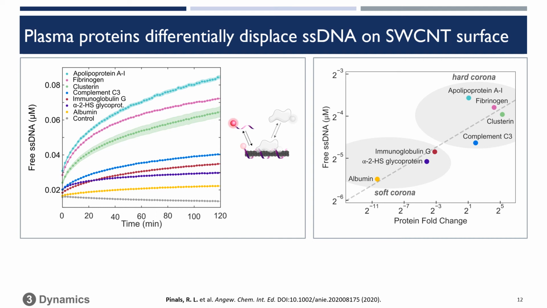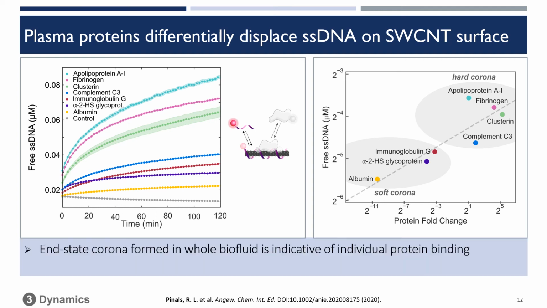Interestingly, certain proteins deviate in both rate and end-state binding. Complement C3 is extremely abundant in the end-state corona, yet displays less DNA displacement than we might expect. We can summarize that in general, the end-state corona formed in the whole biofluid is indicative of individual protein binding rates and end states, yet deviations from this trend suggest cooperativity effects involved in protein corona formation, as demonstrated by complement C3.